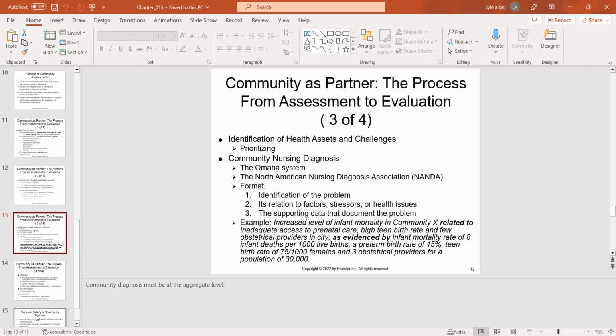So here's an example of one. It's increased level of infant mortality in community X related to inadequate access to prenatal care, high teen birth rate, and few obstetrical providers in the city, as evidenced by infant mortality of eight infant deaths per 1,000 live births, a preterm rate of 15%, teen birth rate of 75 out of 1,000 females, and 3 obstetric providers for a population of 30,000.